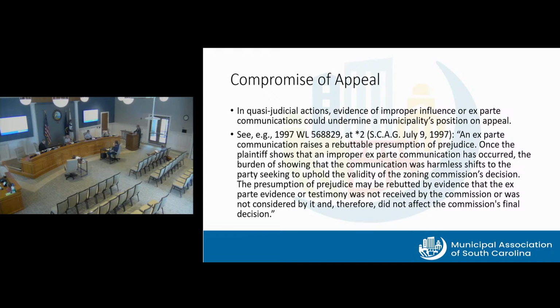Generally, tying into the discussion, one thing that can happen is you can compromise an appeal. So if there's a violation of FOIA, if there's ex parte communications, evidence of improper influence over the body, then it could undermine the municipality's position on appeal. And I'm citing, I think, the same Attorney General opinion you cited, rebuttable presumption of prejudice if there's an ex parte communication.